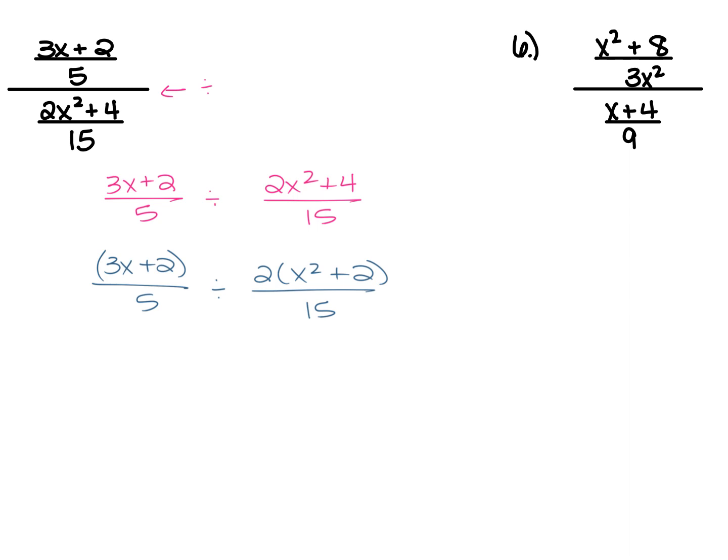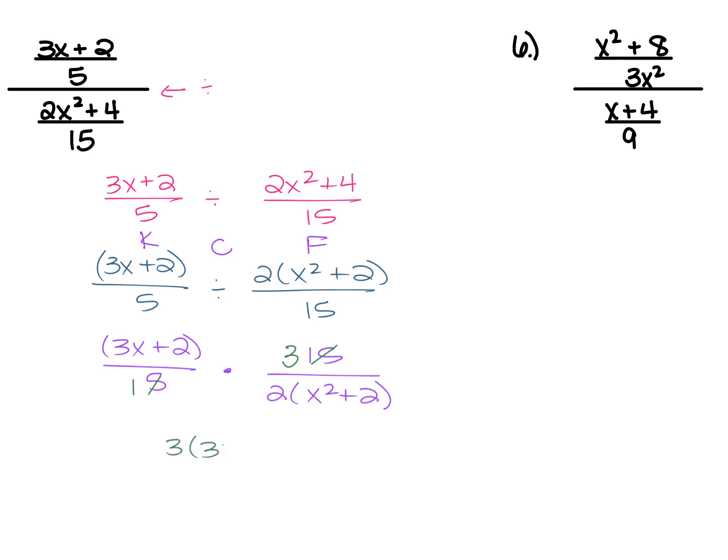From here, use your rules with division of fractions. Keep the first, change to multiplication, flip the second. That gives you (3x + 2)/5 times 15 over 2 times (x² + 2). From here, if you can simplify, do so. That 5 goes into 15 3 times, so your 5 turns into a 1, your 15 turns into a 3. From here, multiply straight across. You're going to have 3 times (3x + 2) over 2 times (x² + 2).